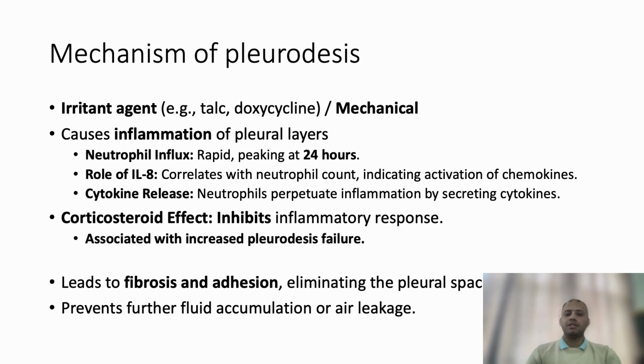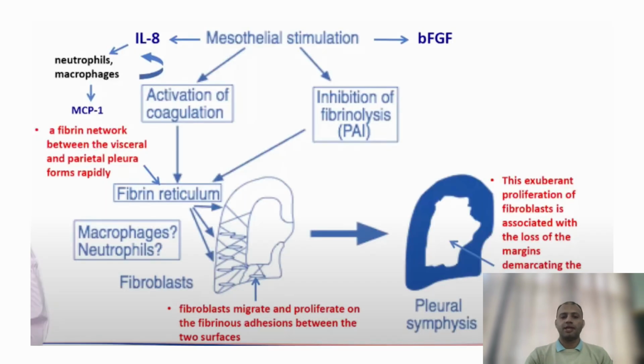After all of the cascades of inflammation happening in the pleural space, there will be a formation of fibrin, and the fibrin will be further stabilized, making a fibrous pleural sac. The corticosteroids usually inhibit the inflammatory response, which is associated with increased pleurodesis failures, as suggested by many literatures. And after the pleurodesis, after the fibrosis and adhesion, it prevents further fluid accumulation or air leakage, as the potential sac is now obliterated.